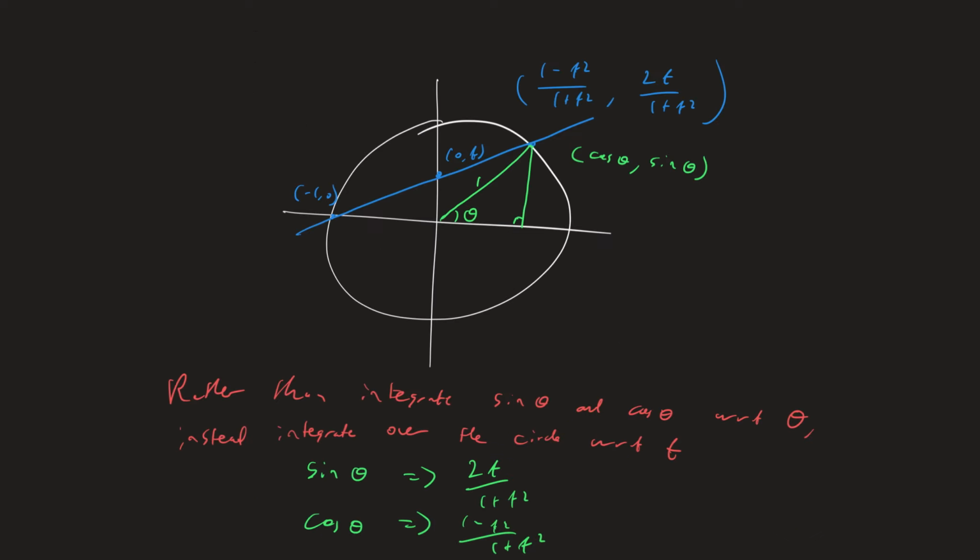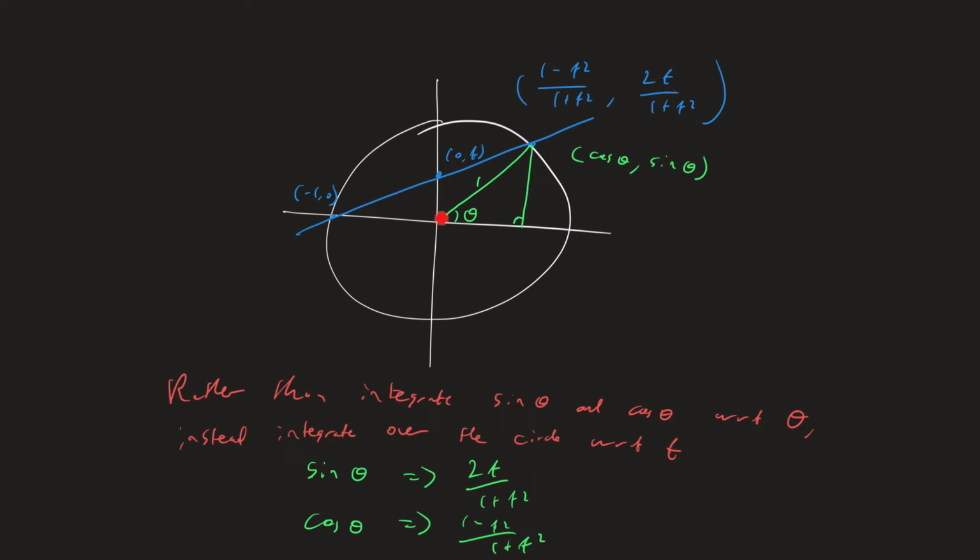This is the picture we have so far. We've got our unit circle, our fixed point here. This point allows us to vary t to get different points on the circle. As we vary t, the corresponding point on the circle will have coordinates (1 minus t squared) on (1 plus t squared), comma, 2t on (1 plus t squared).